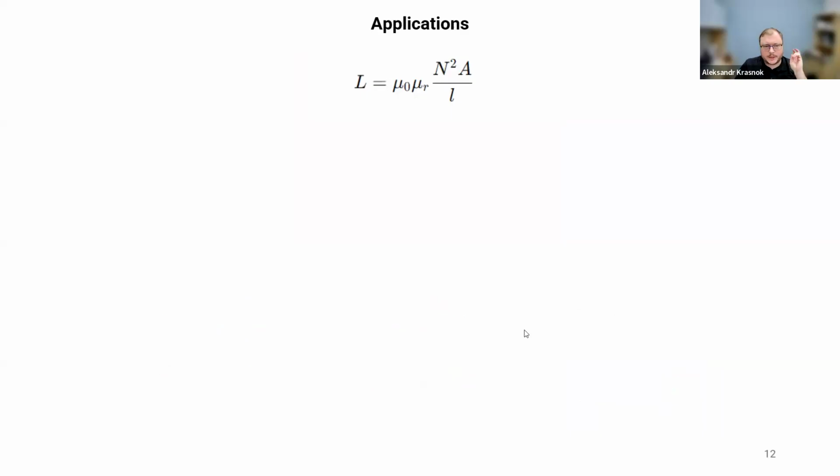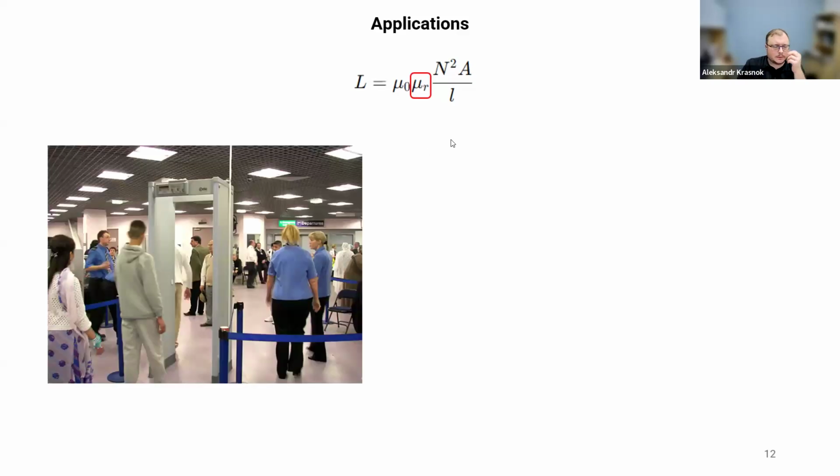Few words about applications. About n squared, I said, there is another factor of the permeability. The larger the permeability, the larger the inductance, and vice versa. And why is it important? Well, if you want to detect, for example, some metallic objects, right? Typically, metals have strong, large permeability.